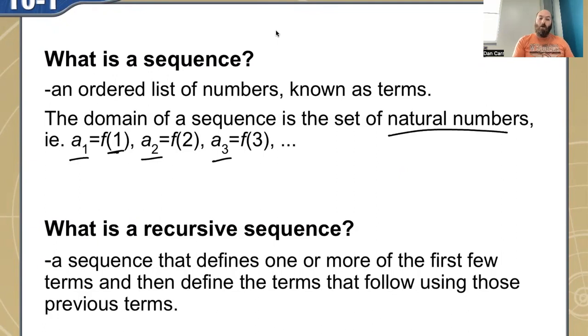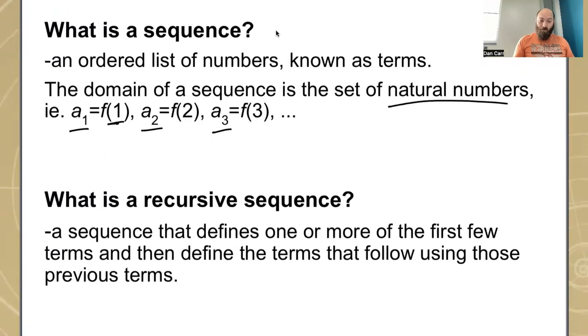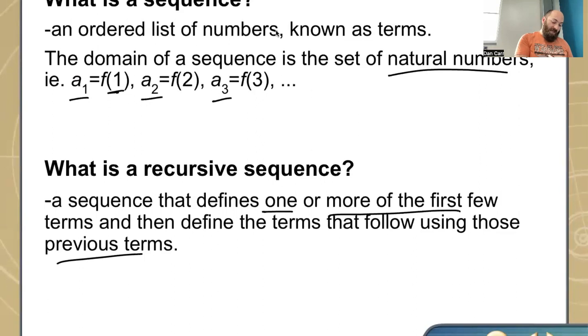That is just any kind of sequence of numbers, especially one that has a certain pattern. So what is a recursive sequence? That's a sequence that defines one or more of the first few terms and then defines the terms that follow using the previous terms. What you're going to see with recursive is it looks like this.